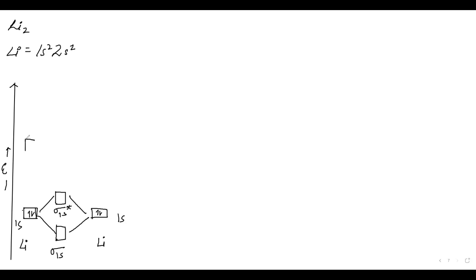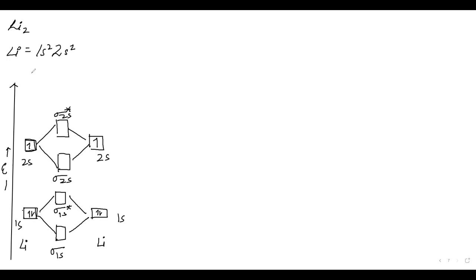Next we will have 2s, 2s. This will be what? Sigma 2s. This will be sigma star 2s. Here will be 1 electron, here it will be 1 electron. Now we don't start filling; we first make the orbital diagram. We first place the energy orbitals in their sequence, then we start filling.